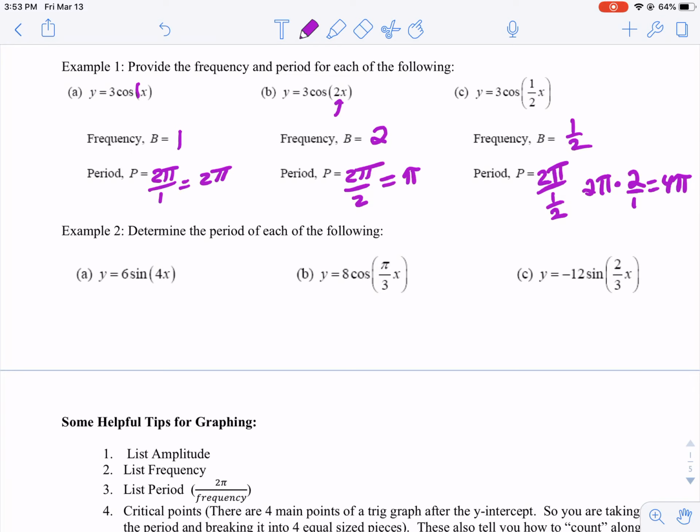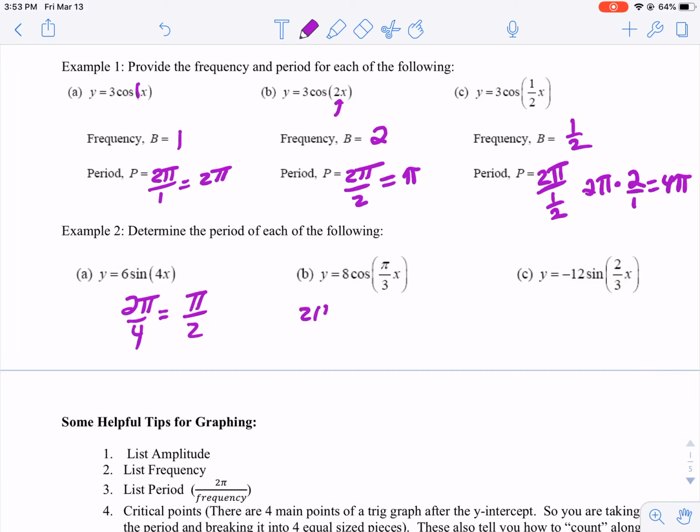All right, example 2, determine the period of each of the following. Period's 2 pi divided by frequency. So A, 2 pi divided by 4. Well, 2 over 4 is a half, so we will have one full cycle by the time pi halves hits.